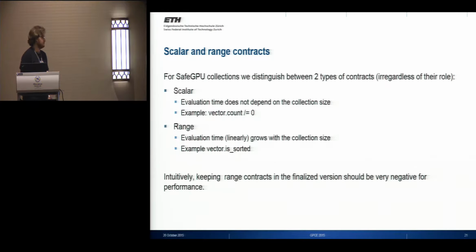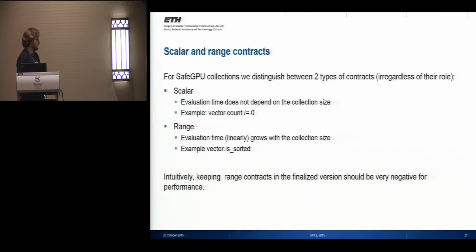You have to only check one variable to do that. You don't care how many items in the vector you have. Then we have range contracts. The evaluation time usually linearly grows with the collection size. So one example of that is checking if a vector is sorted. The more items you have in the vector, the more time it takes for you to check.